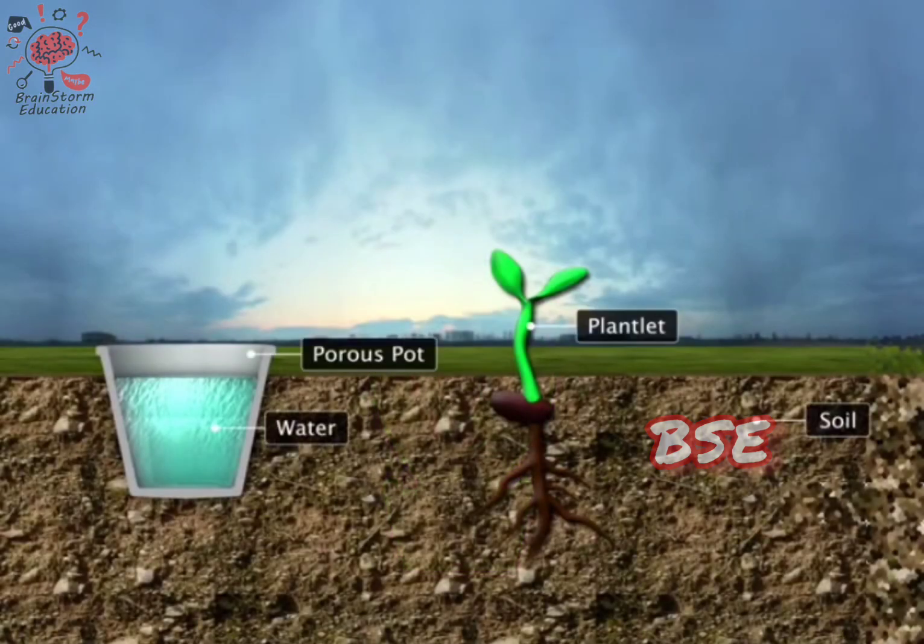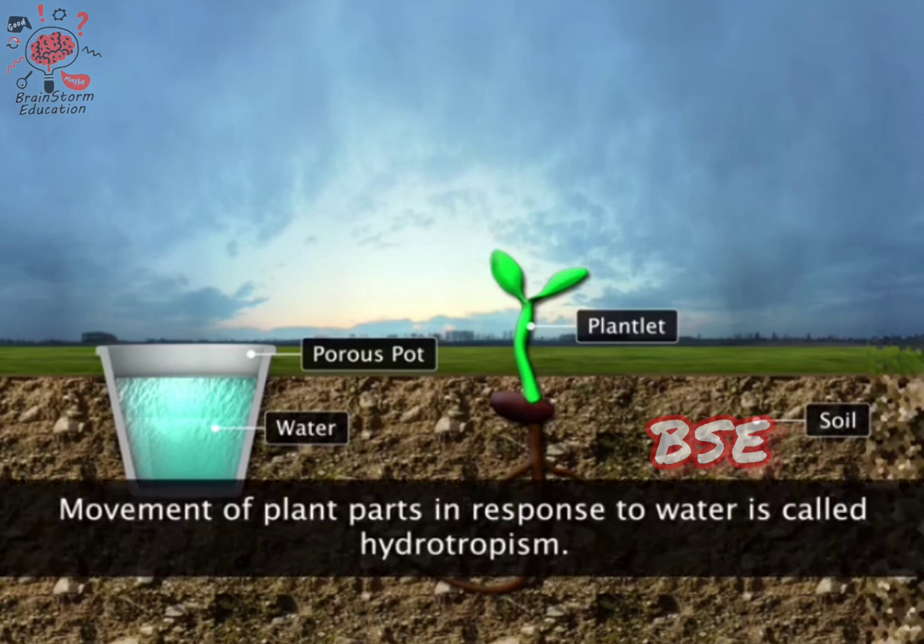Now, observe this experimental setup where a plantlet is growing in the soil near a porous water pot placed in the soil. If the plant is not provided with any other source of water, after a few days we will observe that the roots of this plant are moving towards the water pot, the only available water source. This type of movement, where the roots move towards a higher relative level of humidity, is called hydrotropism. Hydrotropism can also be considered as a type of chemotropism in which water is the chemical factor.